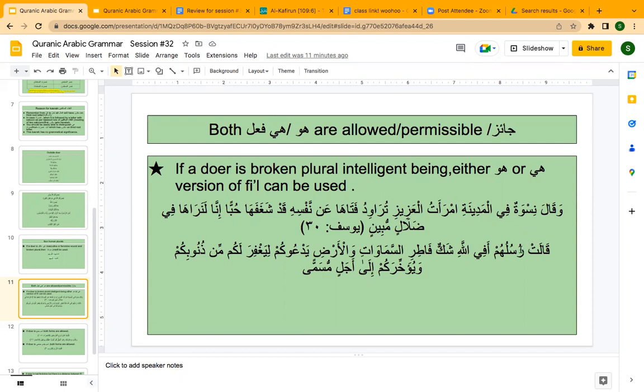Rusuluhum means their messengers or rasuls. It is not one. It is a broken plural, right? Rusuluhum. I did not see your spelling. Rusuluhum is their messengers, and rasuluhum means their rasul. Yes, Sister Anas. Rusuluhum is going to be their rasul. Yes.